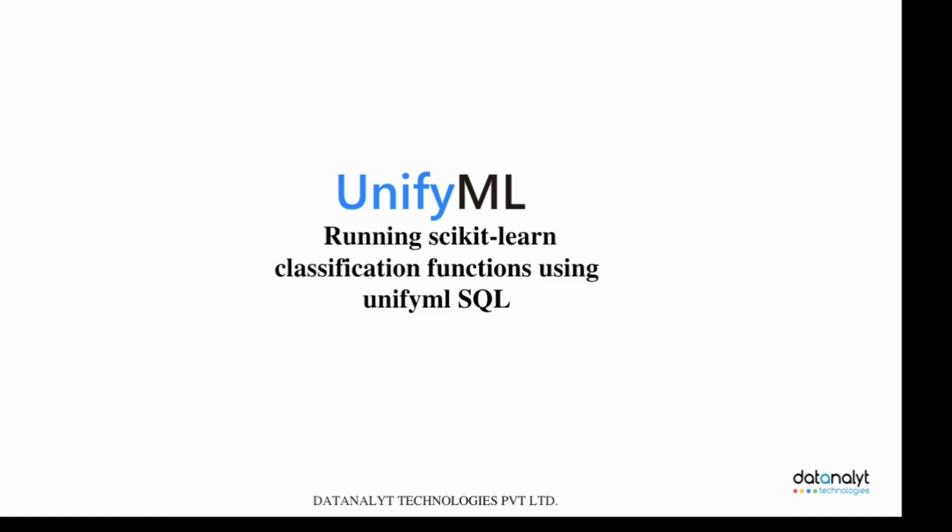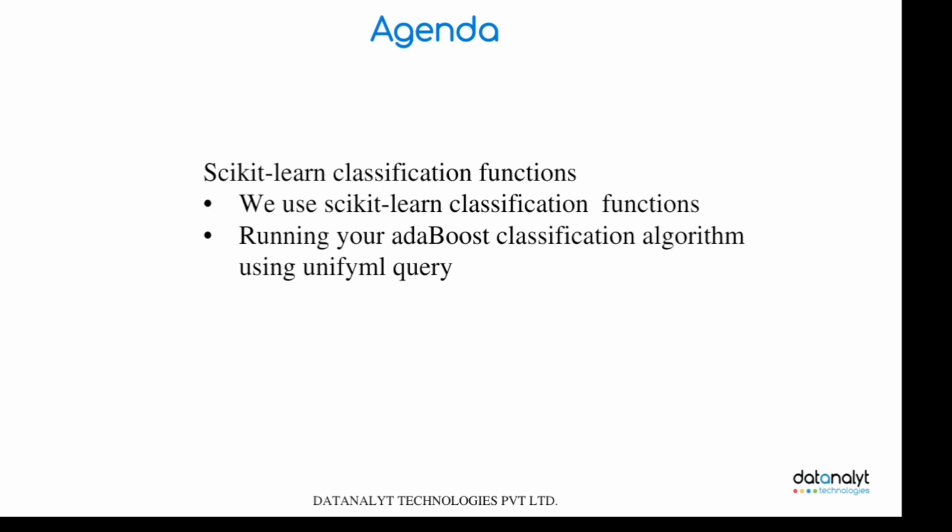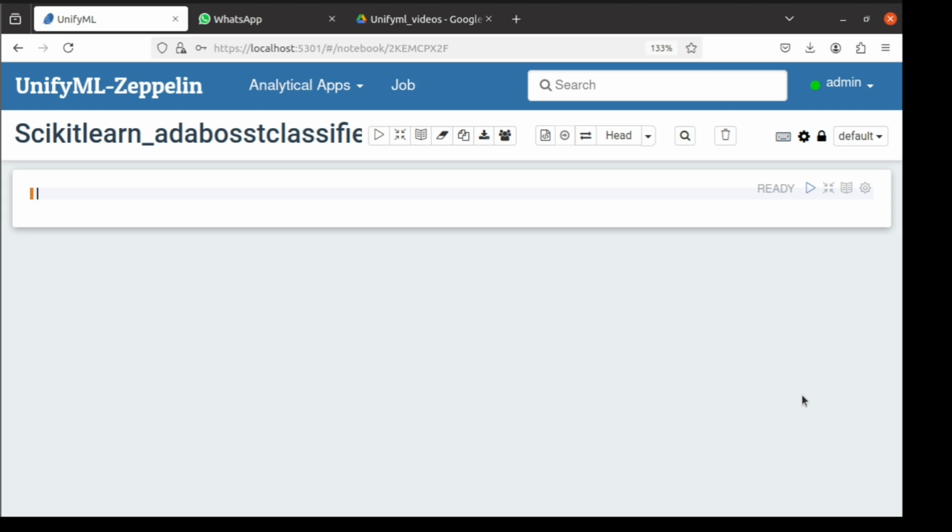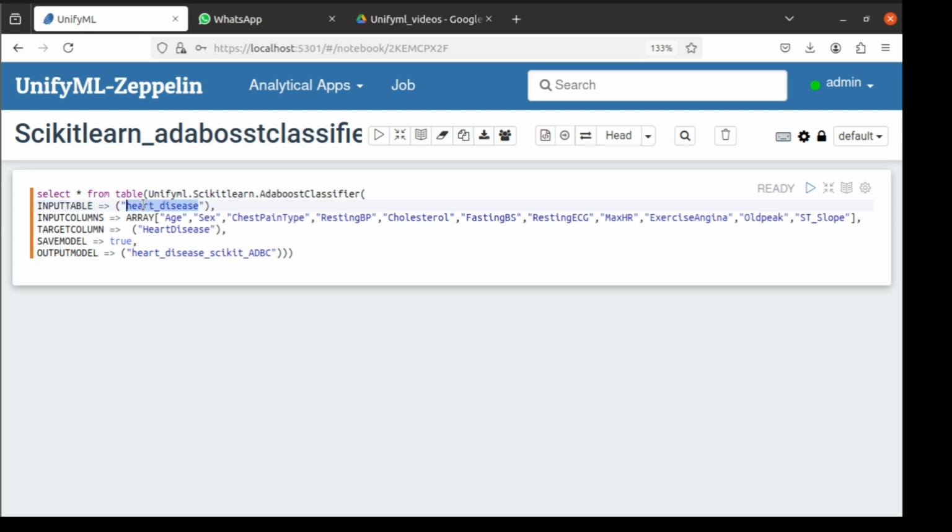In this video, we'll discuss running Scikit-Learn classification functions using UnifyML SQL, focusing on the AdaBoost Classifier algorithm. We'll walk through how to run the Scikit-Learn AdaBoost Classifier using UnifyML SQL. First, specify your input table and input columns, followed by the target column you want to predict.